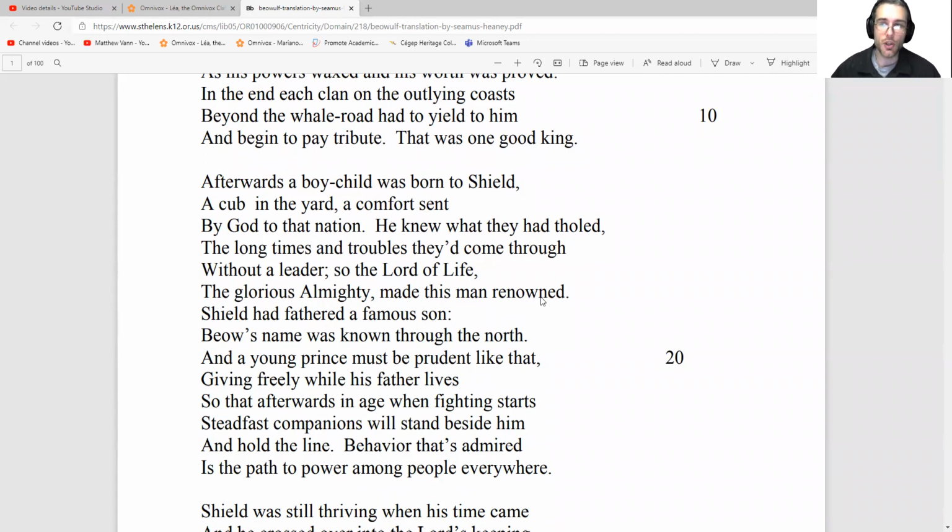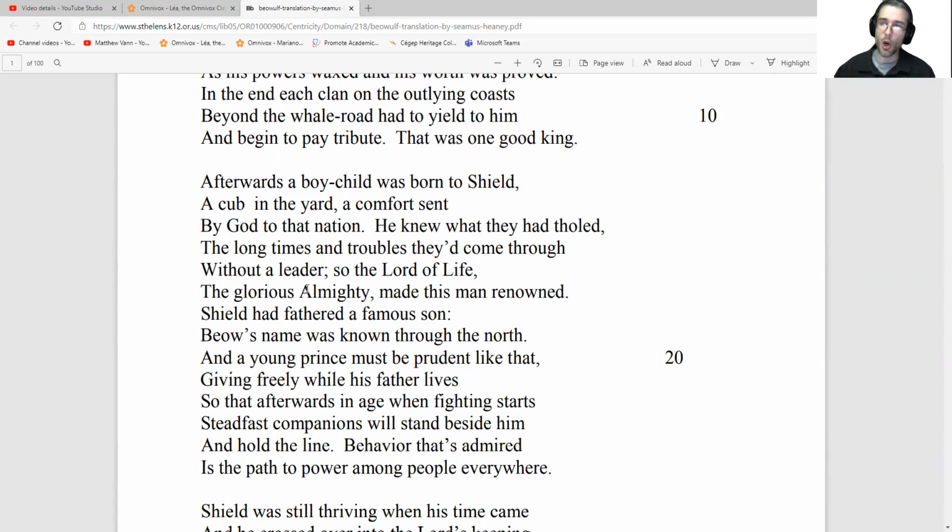Now we're introduced to a new concept here. At the outset, we began with this idea of glory being won by the superlative individual, the person who can wrest it from the destruction of his enemies through the strength of his arm. Here, in this next stanza, in this next section of the text, we have something that's diametrically opposed to that. Because it's the glorious Almighty, that singular God, the Christian God, who made this man renowned, the Lord of life. Because he knew that the people would suffer without a strong leader, so he elected that leader through his providential grace. The glory that he won then was not his own, but God's ultimately, because he doled it out. He apportioned it to this man.